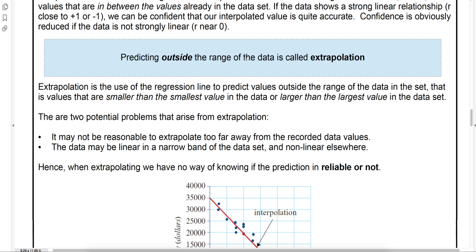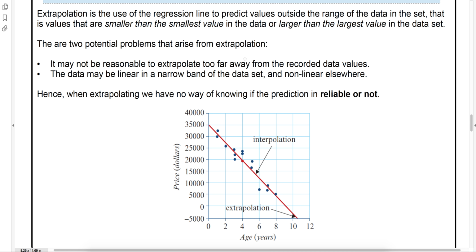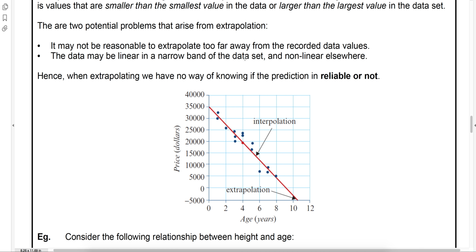Now, when you are making a prediction and it's outside of the data range that you're working with, we call that extrapolation. Now, extrapolation is a little bit problematic. The problem with extrapolation is when you go beyond the line, or you go beyond the data, you'll have a look at this diagram here.